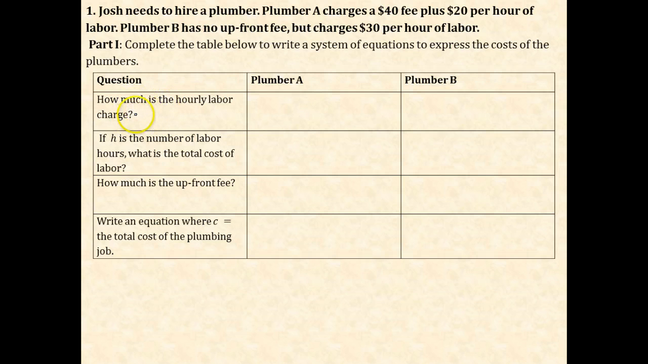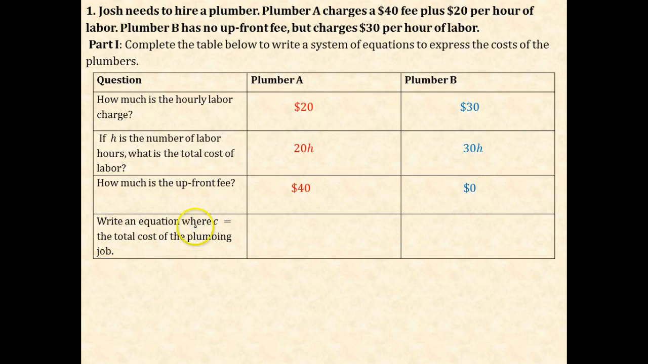How much is the hourly labor charge? For plumber A, the hourly labor charge was $20. For plumber B, the hourly labor charge was $30. If H is the number of labor hours, what is the total cost of labor? Well, you just do the $20 per hour times H, the number of hours, for plumber A and for plumber B. How much is the upfront fee? For plumber A, the upfront fee was $40. And plumber B has no upfront fee, so $0.